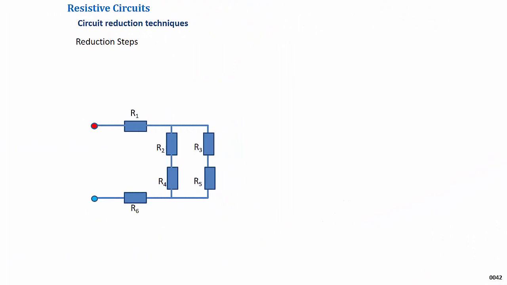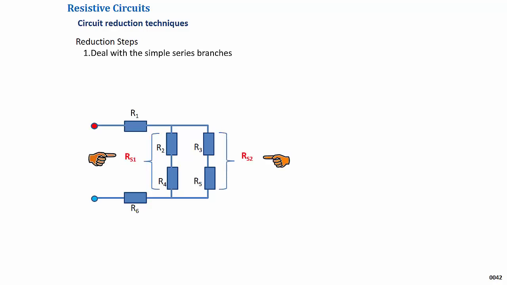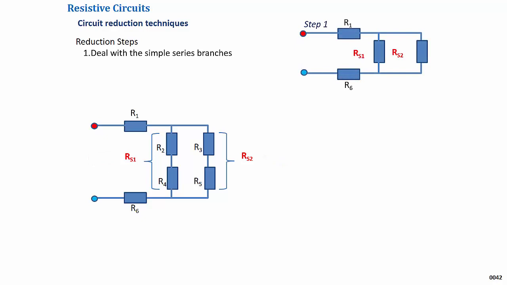Complex resistive networks will normally have resistors in both series and parallel. Whilst it may not always be necessary, sometimes the only way to fully analyze the circuit is to reduce it to a single element. There are three key reduction steps. Firstly, deal with the simple series branches. In this case, series branches RS1 and RS2. This reduces the circuit as shown in step 1.